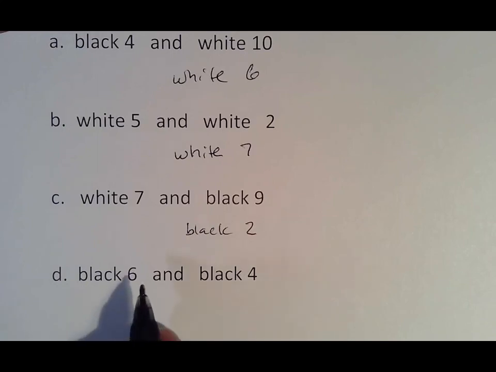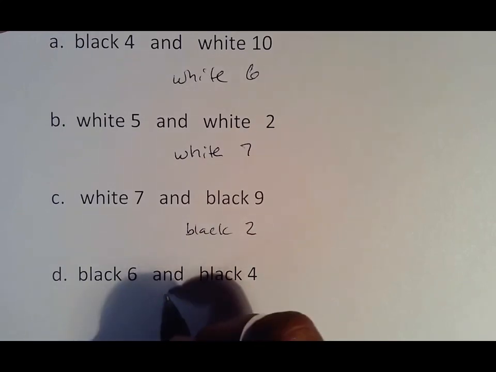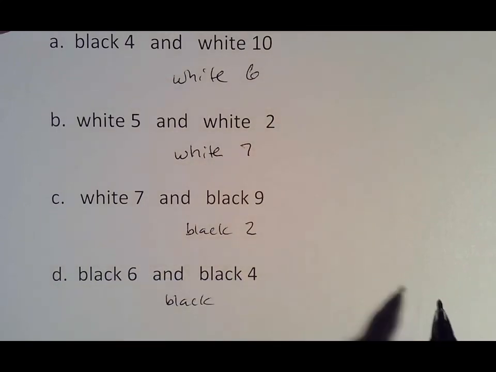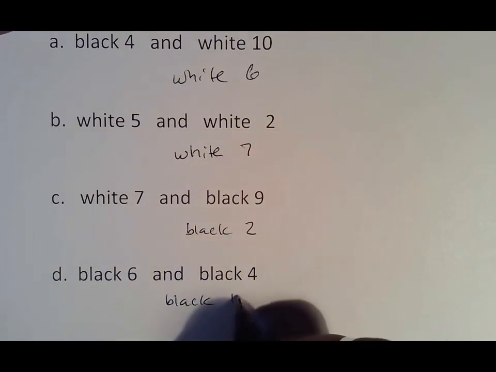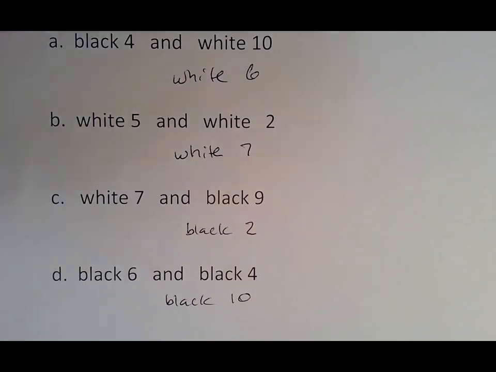And then black 6 and black 4, which when you do that, let's see, this black wins, obviously, because black's the only team that scored, and 6 and 4 make a total of 10 points that black scored.